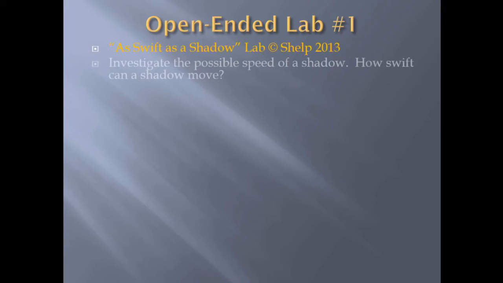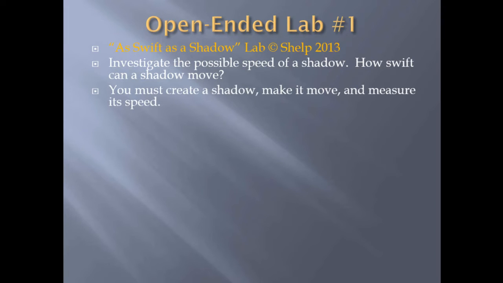So here's what you're going to do. This is an open-ended lab that I would like you to participate in. So, as swift as a shadow, you want to investigate the possible speeds of a shadow. I know we see shadows every day. You do see shadows move. If you watch how a shadow is created by the sun and how it moves throughout the day, you're probably aware that you could use that as a way of measuring time. You could create a sundial. But I want you to think about, if you purposely are moving a shadow, how fast could you actually get it to go? Is there a limit?